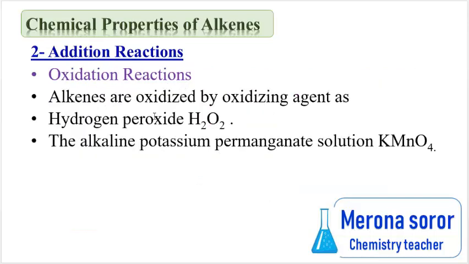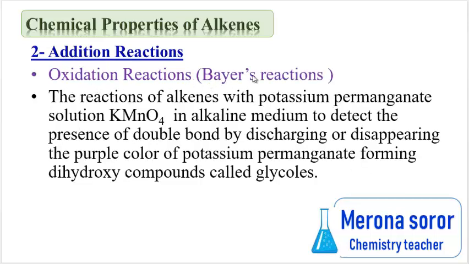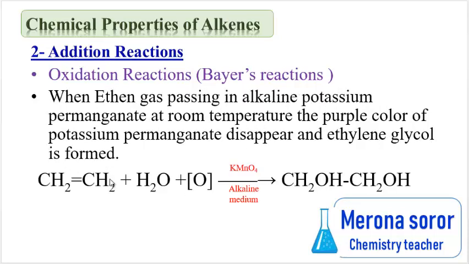Oxidation reaction. Alkenes are oxidized by oxidizing agents such as hydrogen peroxide H2O2 and alkaline potassium permanganate solution KMnO4. Baeyer's reaction: the reaction of alkenes with potassium permanganate solution KMnO4 in alkaline medium to detect the presence of a double bond by discharging or disappearance of the purple color of potassium permanganate, forming dihydroxy compounds called glycols.